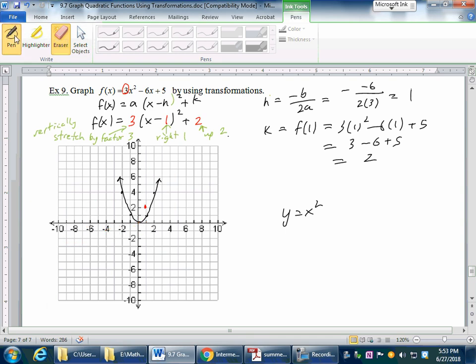Now, moving on to the next point. This point right here, that'll be (1, 1). We are stretching by a factor of 3, so you are multiplying my y value by 3. So this will become (1, 3). After we stretch it, it will be (1, 3) right here. And then we're going to shift to the right 1 unit, and then shift up 2 units, so it will end up right here.